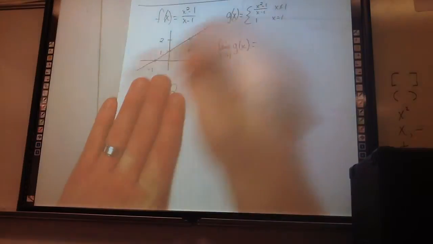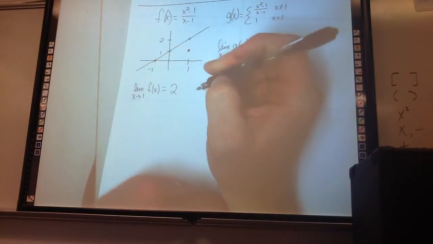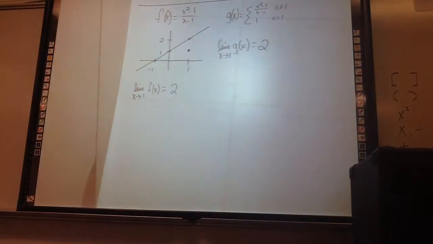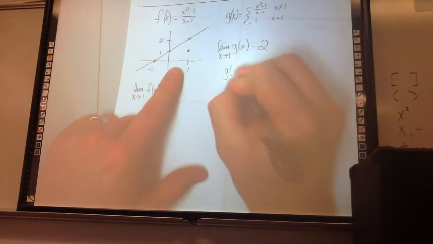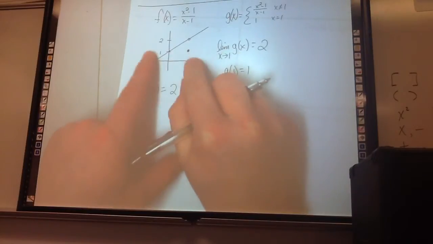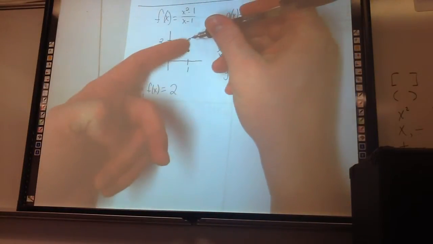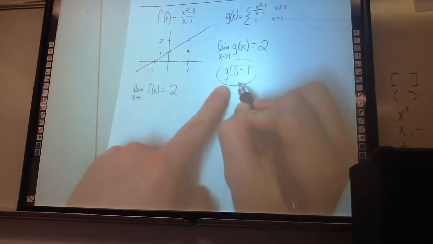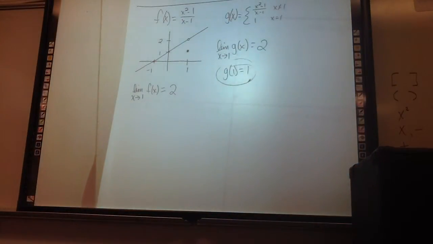I'm wrong, just kidding. As you get close to 1 from either side, what does the value of y get close to? 2. It gets close to 2. But when x equals 1, g of 1 is equal to 1. It doesn't mean that the limit as x approaches 1 is 1. It's getting really close to 2. When it does hit 1, yeah, g of 1 does equal 1, but the limit as x gets close to 1 is still 2, because you're still getting close to 2.